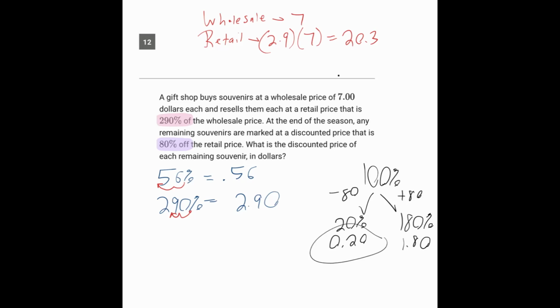So we'll take the 20.3 and multiply it by 0.20, and that's going to give us the discounted price that the question is looking for. So on a calculator, 20.3 times 0.2 gives you 4.06, and that's our answer for this question.